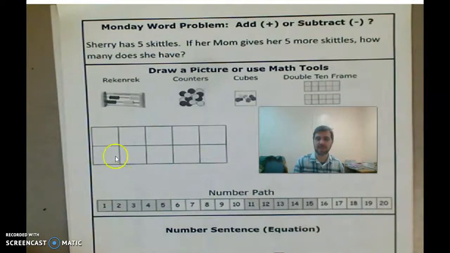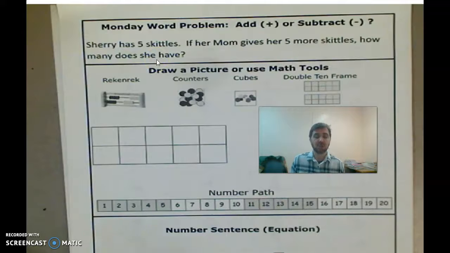All right, so it says Monday word problem. It says Sherry has 5 Skittles. You know what Skittles are, right? Those little tiny, yummy little pieces of candy. We've worked with butterflies before. This week we're going to work with candy, right? We'll spice it up a little bit. If her mom gives her 5 more Skittles, how many does she have?